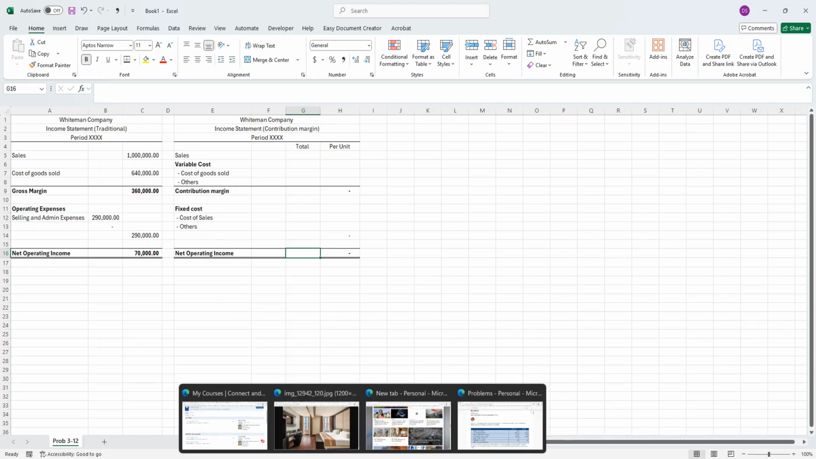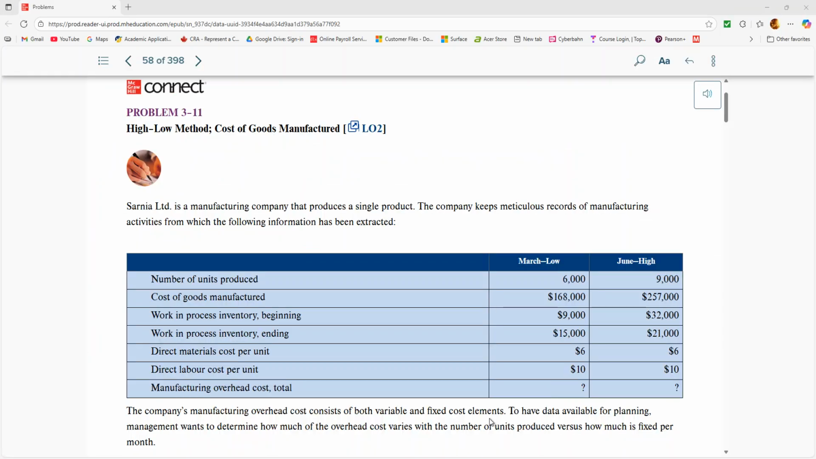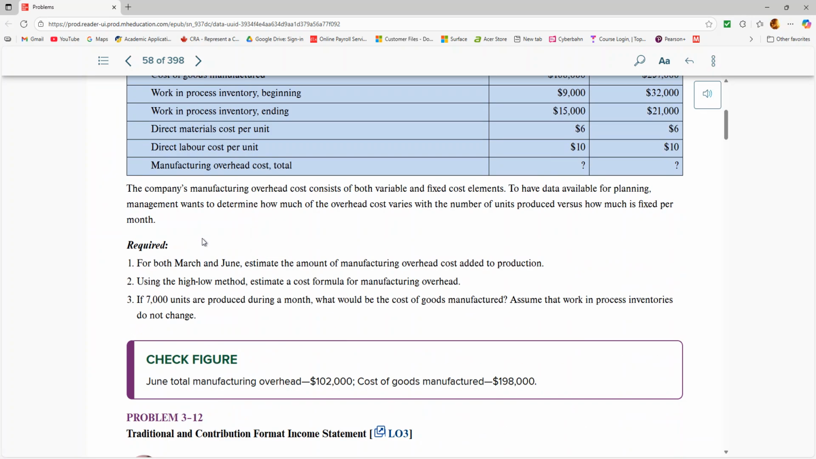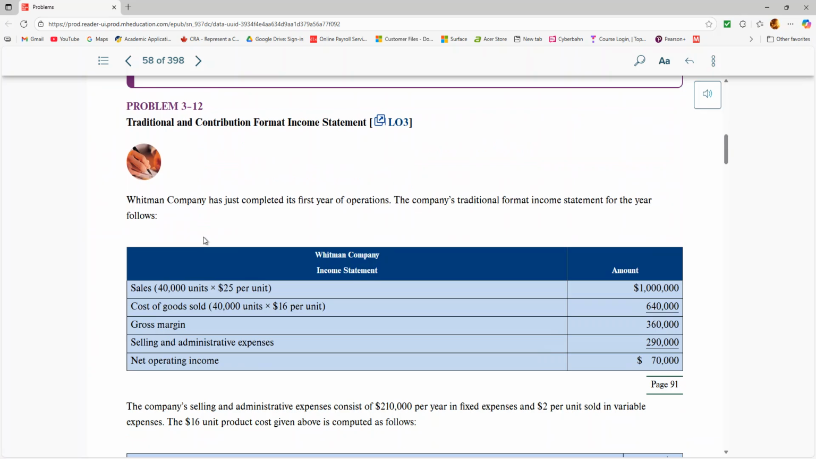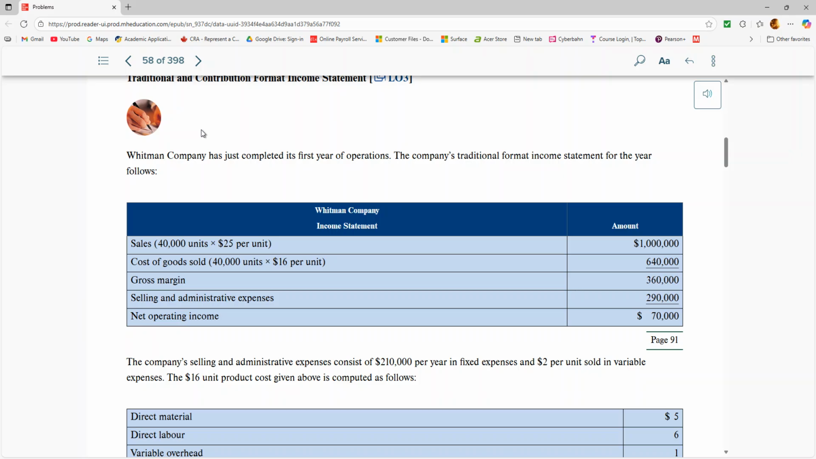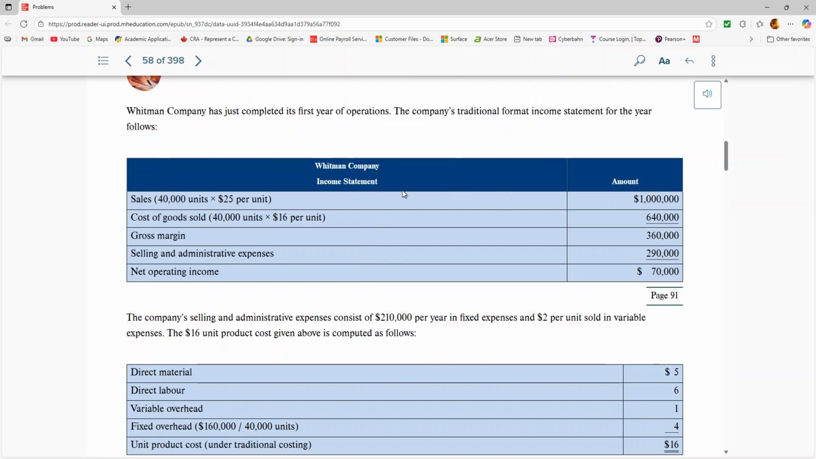So now I'm going to show you this example. If you're using the McGraw textbook, this is an example that I'm going to complete, which is exercise or problem 312. In this example, we're looking at an income statement that's given, which I just prepared on our Excel sheet as well. This is what they provided me.